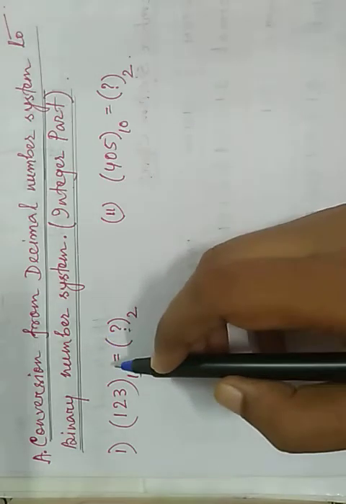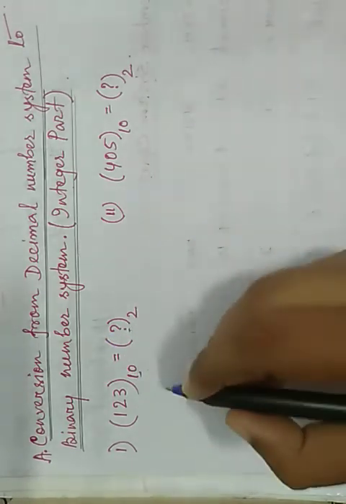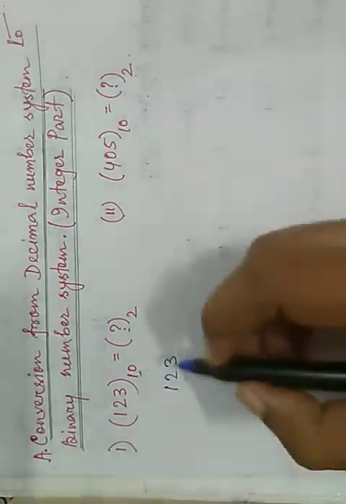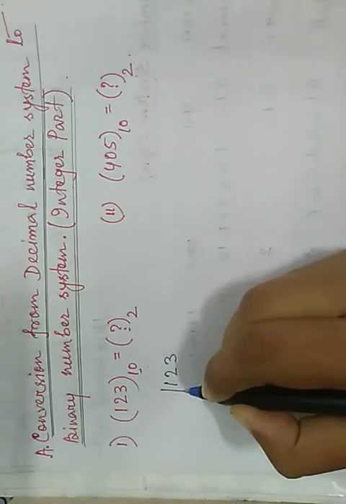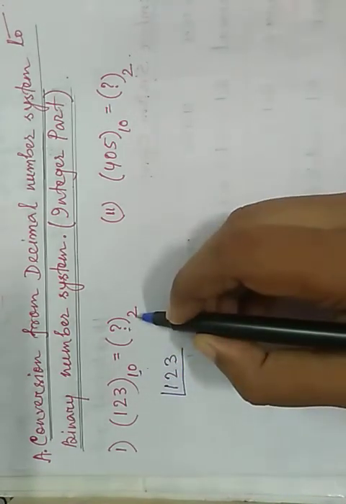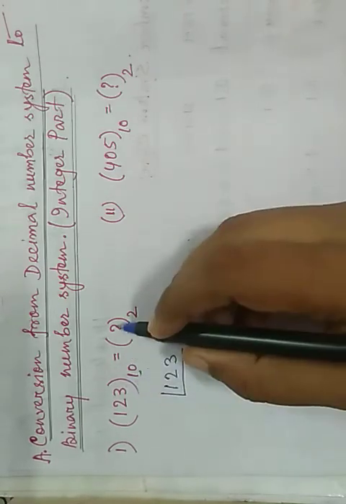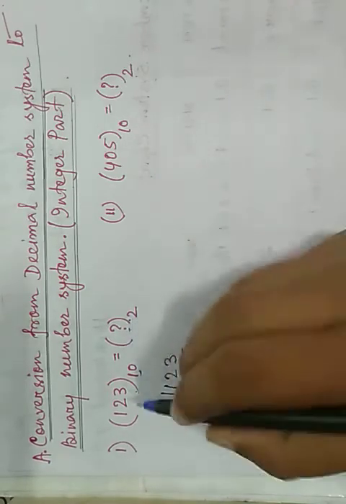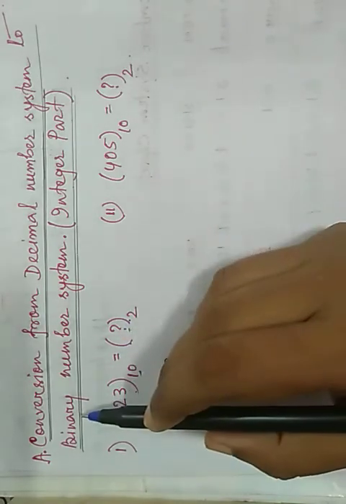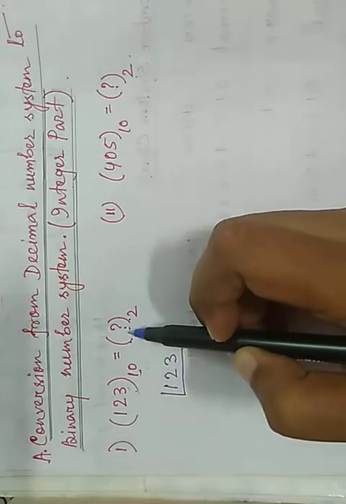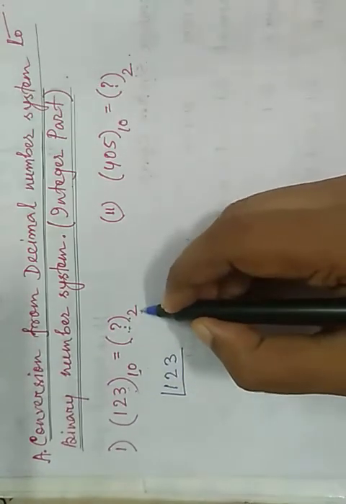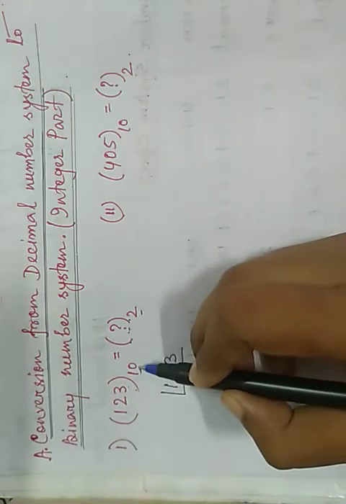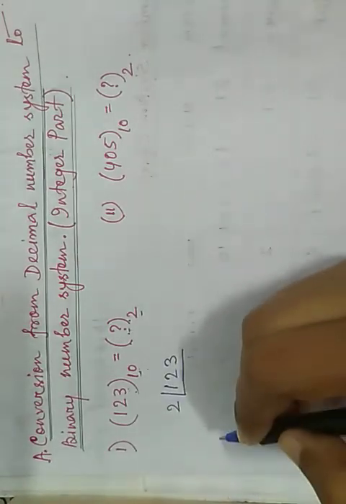So our first step is to divide this number, 123. This is our decimal number. We have to divide this number by the base of the number system into which we have to convert this decimal number. What does it mean? That means we are going to convert it into the binary number system. So the base of the binary number system is 2. That's why we have to divide this decimal number 123 by 2.